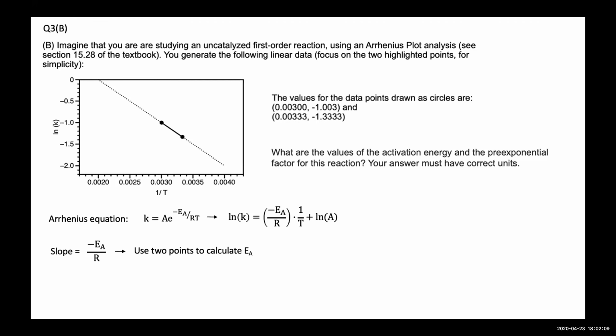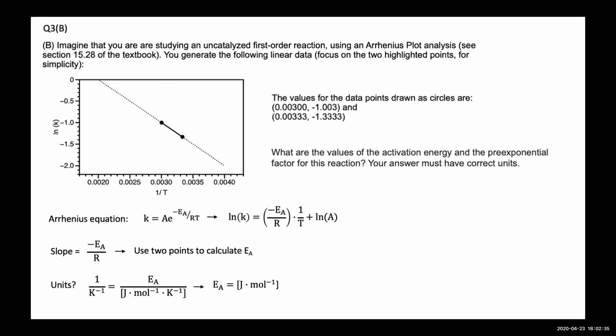And to check for units, the slope is unitless y over 1 over t as the x. So that becomes 1 over inverse Kelvin. And then on the right-hand side, we have activation energy divided by R, which has units of joules per mole per Kelvin. So you know that the units for the activation energy are joules or kilojoules per mole.